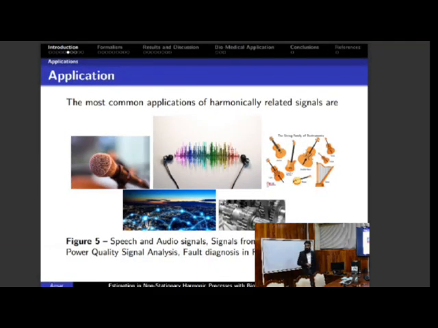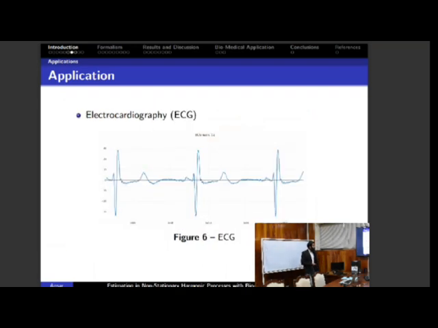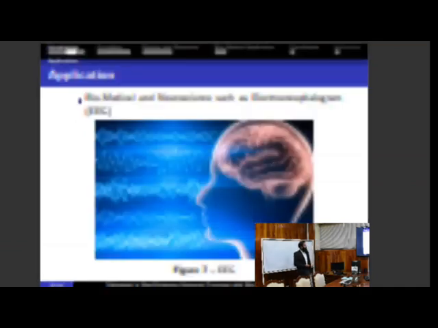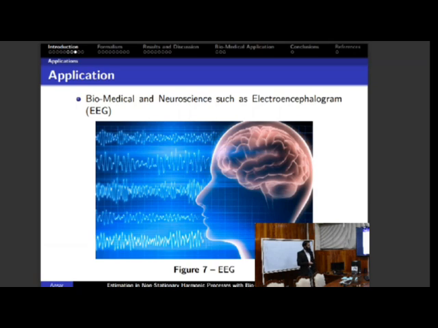Although harmonic comes from the world of music or sound, besides music, audio and speech signals, we can also see harmonically related signals in some other applications, which include string instruments, and some power quality signal analysis. We'll also see this in fault diagnosis in rotating machines. But our concern here is basically on some biomedical applications that include electrocardiography, where we also have periodic signals. But mainly we apply our proposed work on electroencephalogram, which is basically a neuroscience application. So EEG are basically brain signals that tell us about the brain activity.